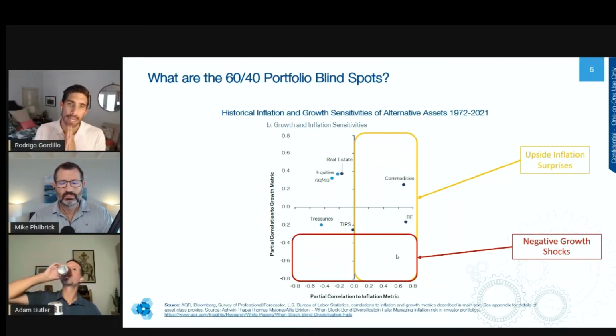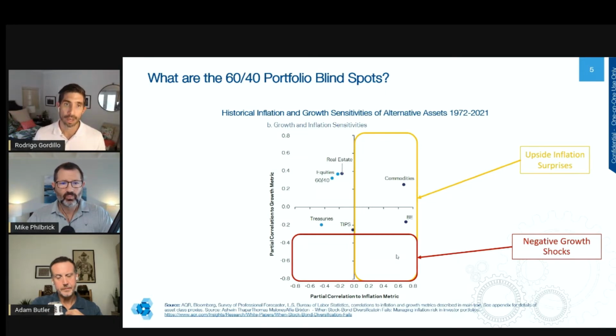In the y-axis near the top, you're seeing what is correlated to persistent positive growth shocks, and near the bottom of the y-axis is persistent negative growth shocks. And the x-axis to the left is persistent negative inflation shocks, so deflation or disinflation. And then to the right is persistent positive inflation shocks.